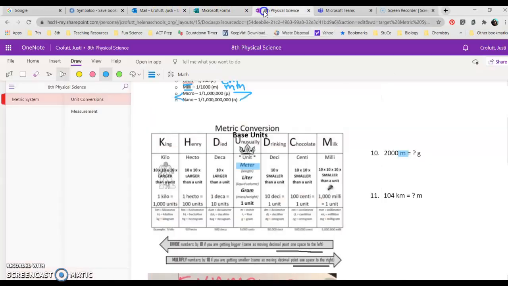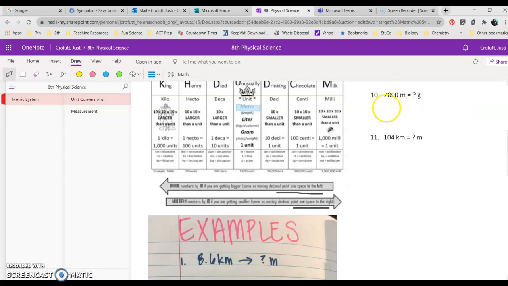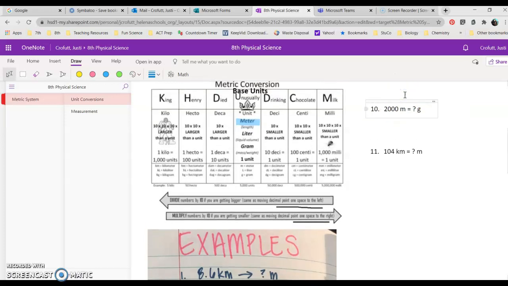I'll fix that one. Milligrams, sorry. Okay, my bad. Let me redo that one. All right, our given is milligrams, so I'm going to find milli right here. And our target is grams. That's my bad. So here's grams under our base units.